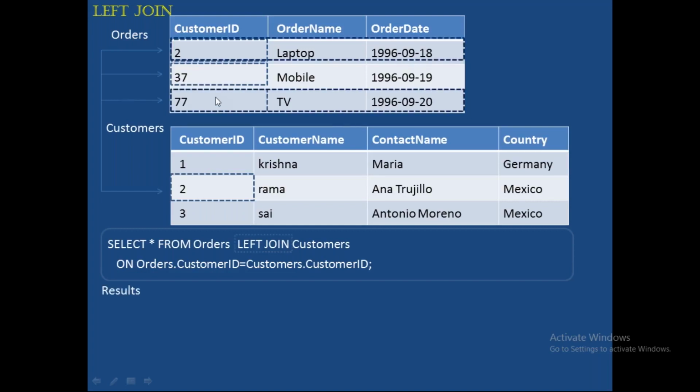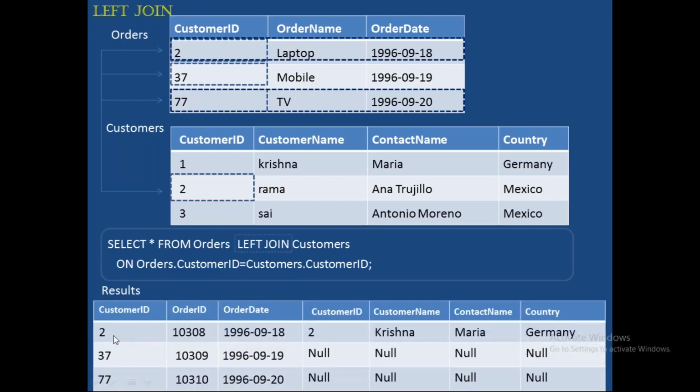Okay, 37 and 77 are the unmatched records. Now when you get the result, you will get the common records here. Next, these are the only records which are available in the left table, and these are the right table records. Now I want to get only the records which are available in the left table. I don't want the common records.